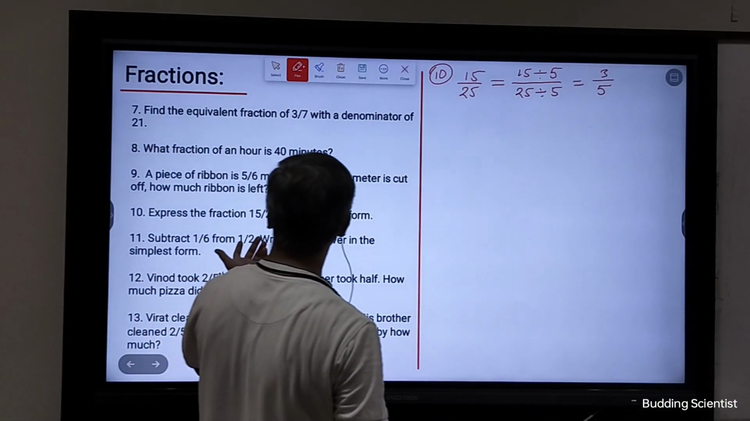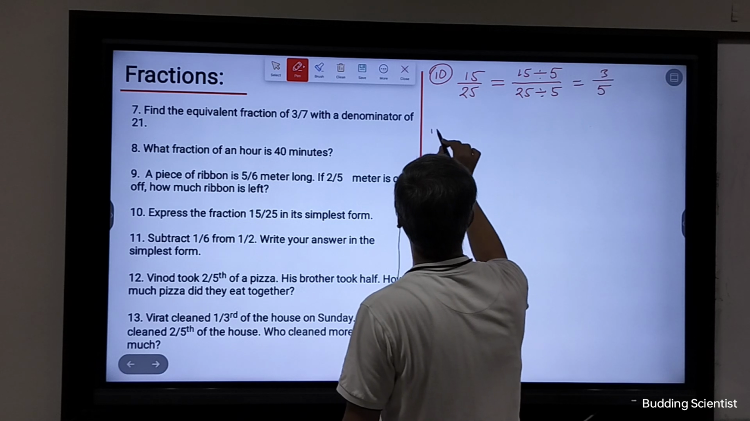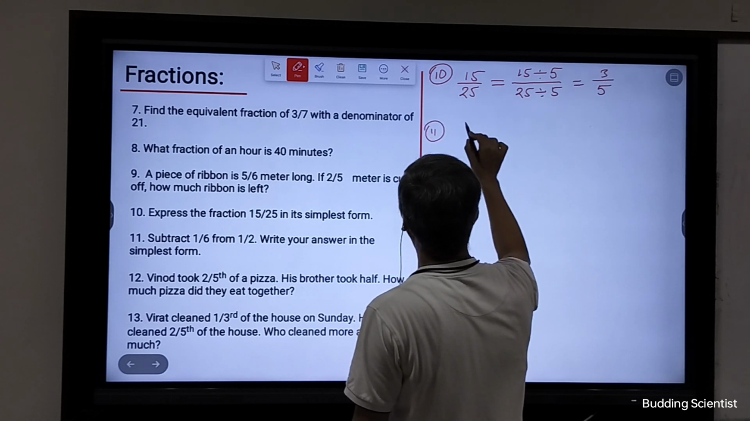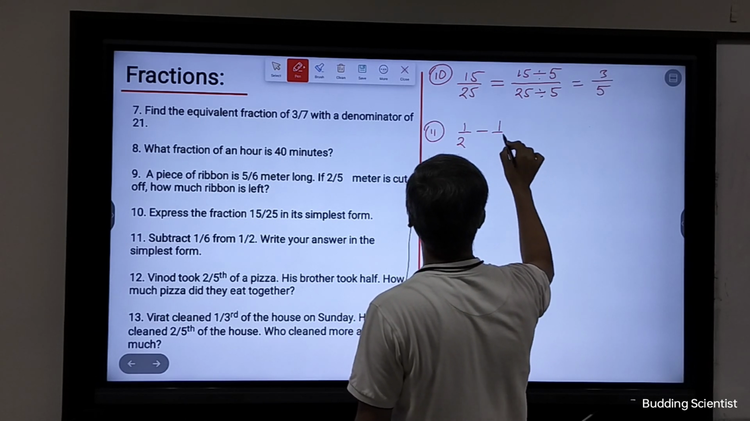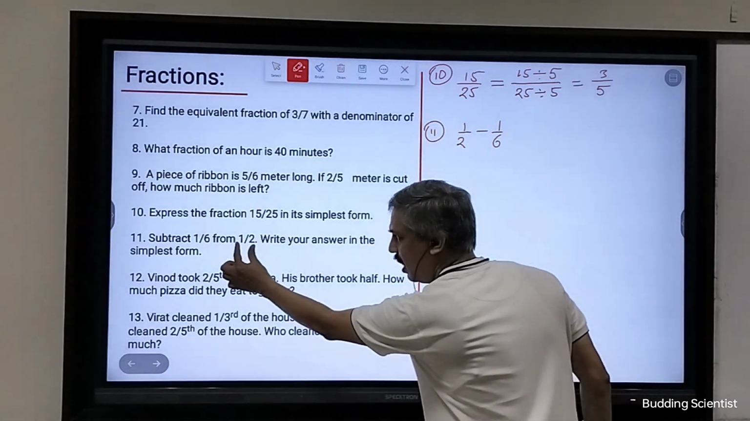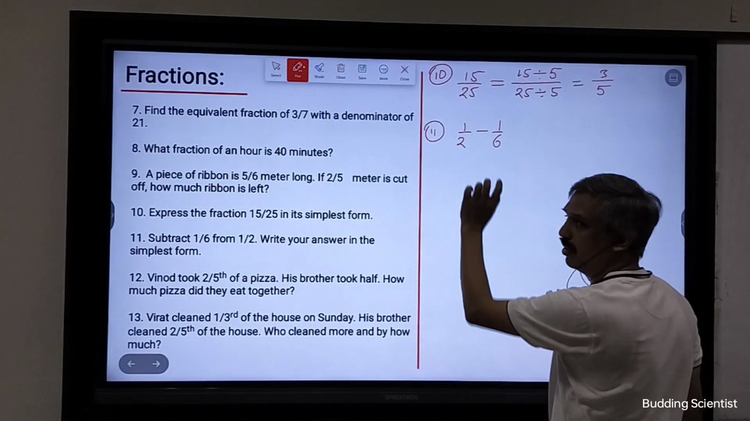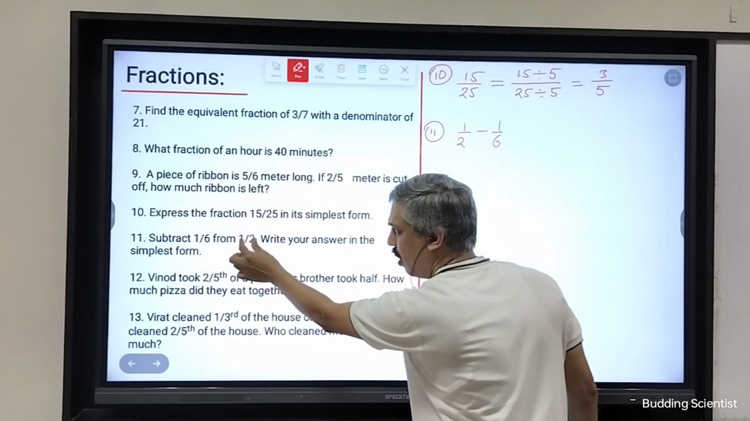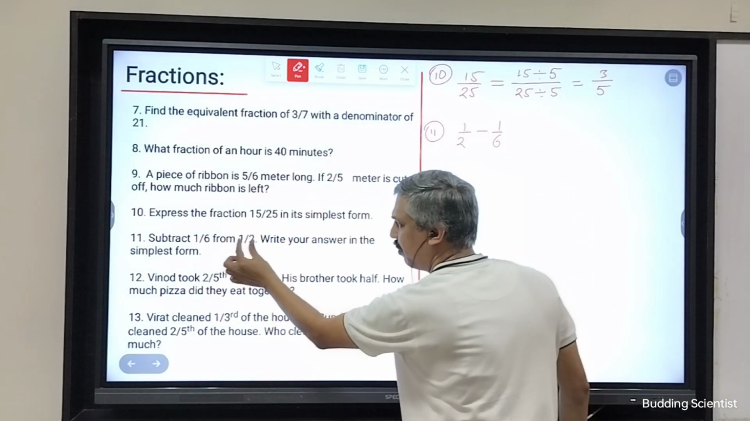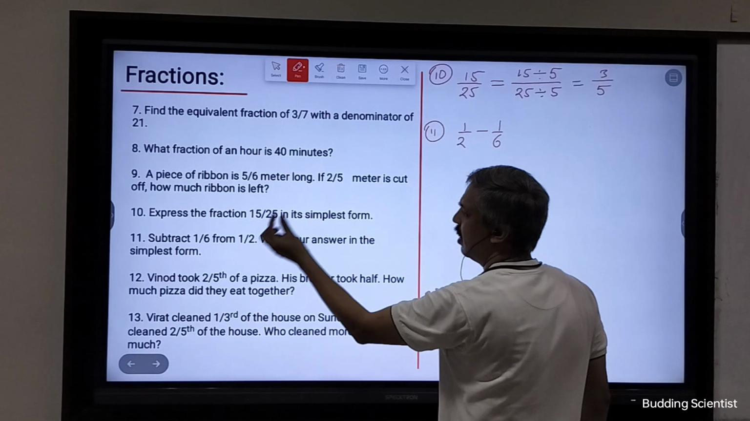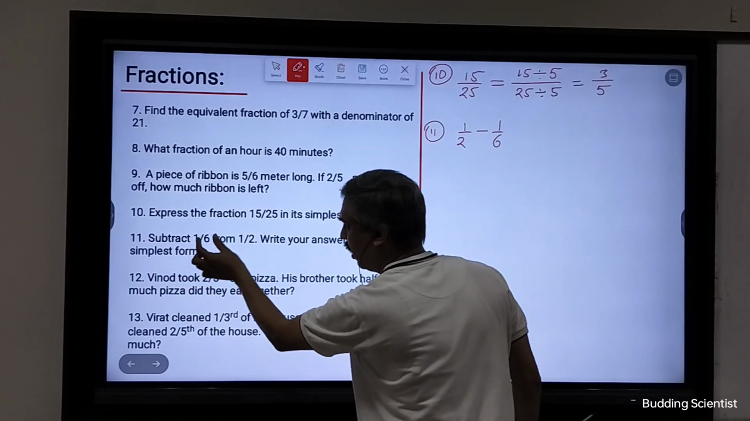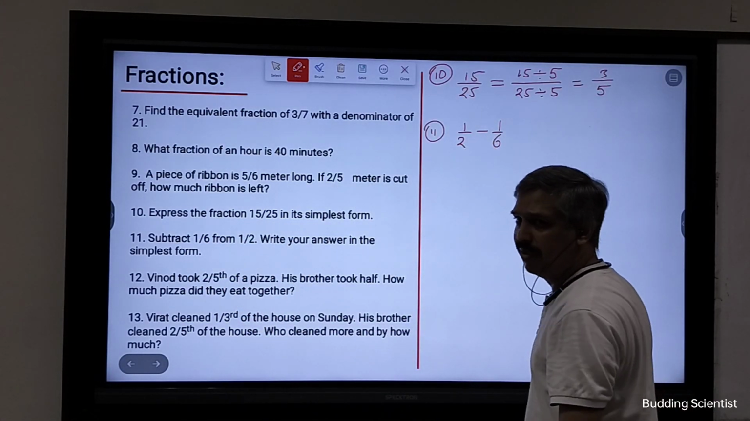Subtract 1 by 6 from 1 by 2. The answer to this is 1 by 2 minus 1 by 6. What comes after "from" is written first. Write that first. Then what comes after subtract comes later, and a minus sign in between.